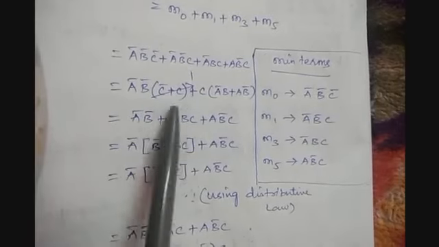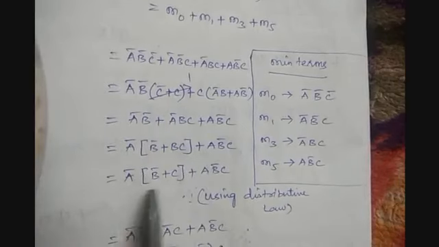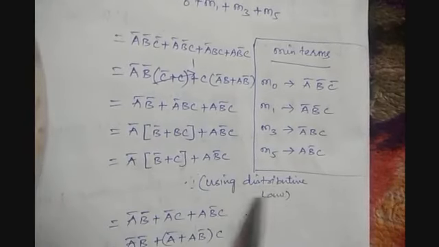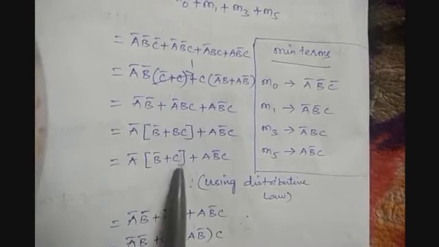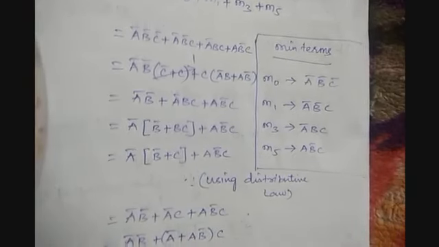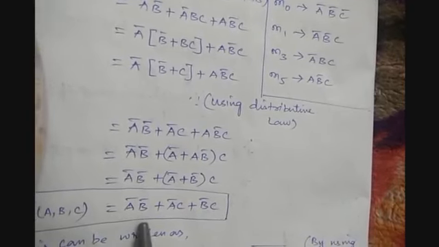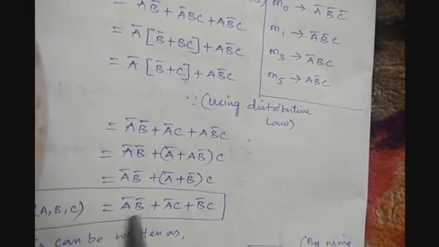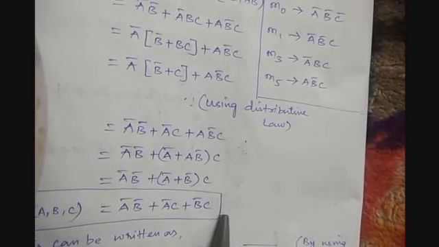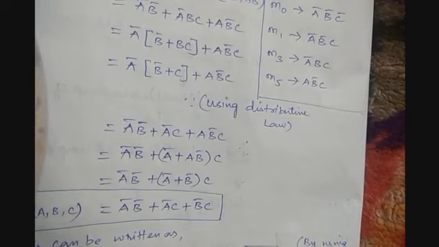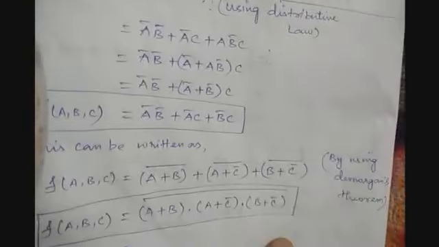Here I used the identity C bar plus C means 1. And here I used the distributive law. For this simplification I used the distributive law. After simplification, the final simplified expression is a bar b bar plus a bar c plus b bar c. Right? So now we are going to implement this by using only NAND gates. That is what is asked in the question.